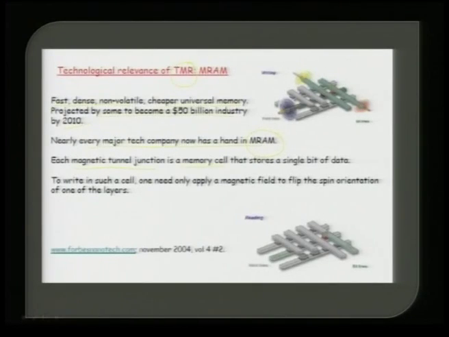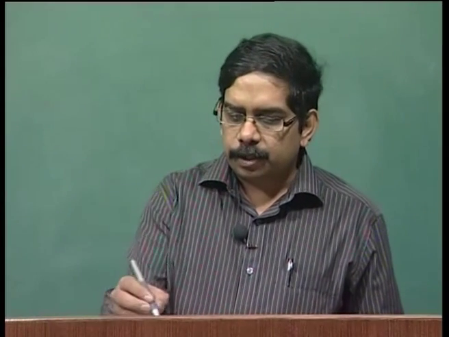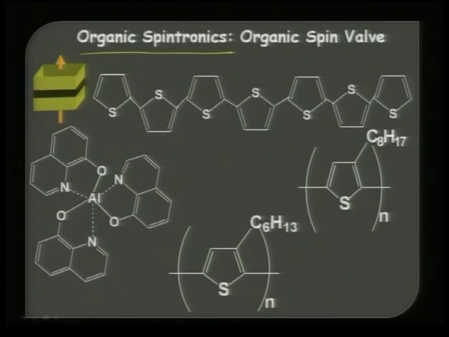So along with the ferromagnetic research, there are also ferroelectric compounds which are essential for MRAM, which makes this a very challenging venture for most of the industries. Each magnetic tunnel junction is a memory cell that stores a single bit of data. So, to write in such a cell, one need only apply a magnetic field to flip the spin orientation of one of these layers. For tunneling magnetoresistance involving organic compounds, we call this organic spintronics, because several of these compounds can be used.